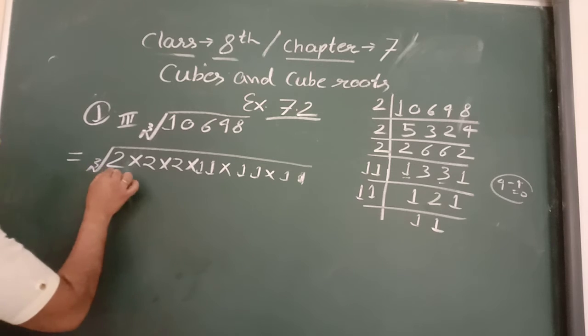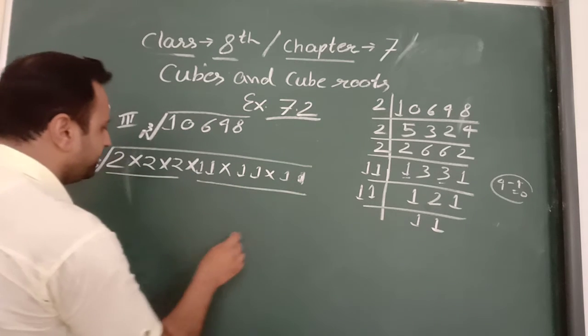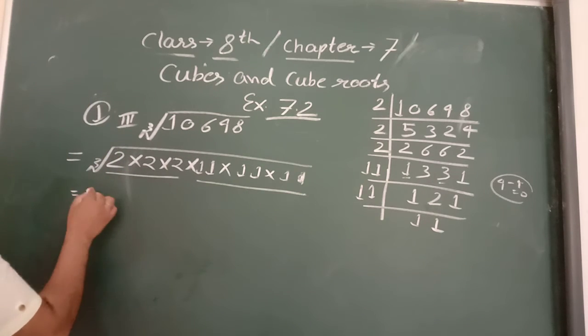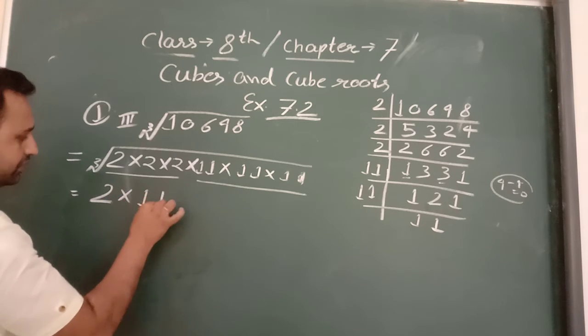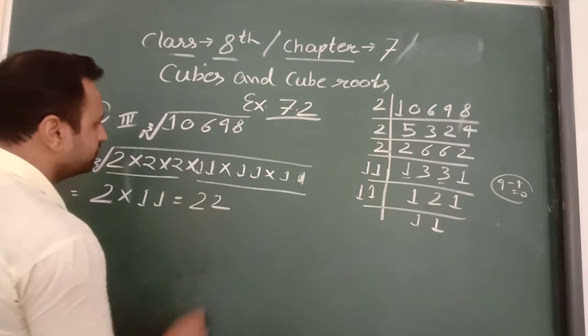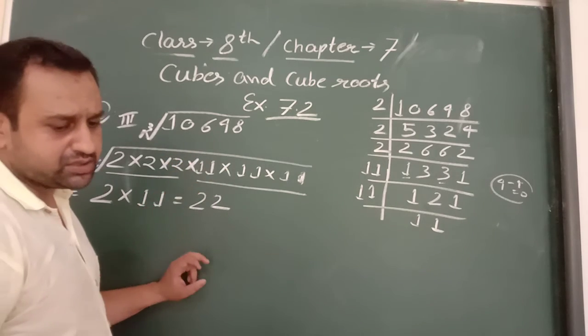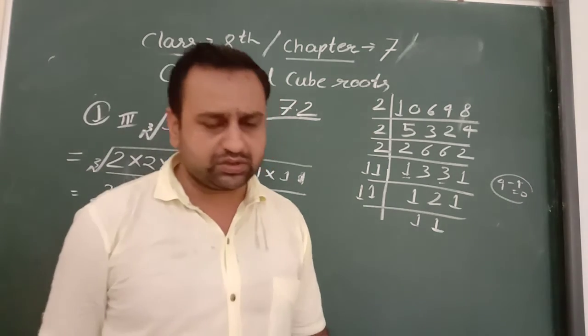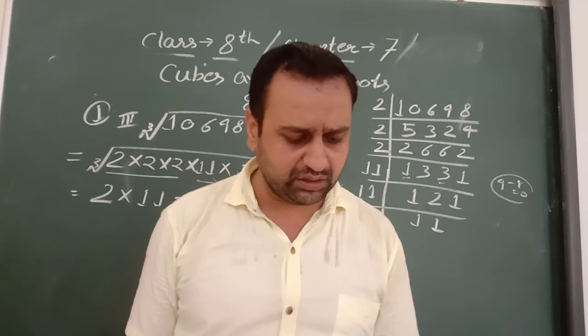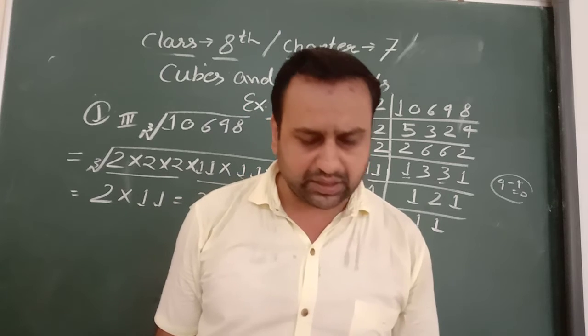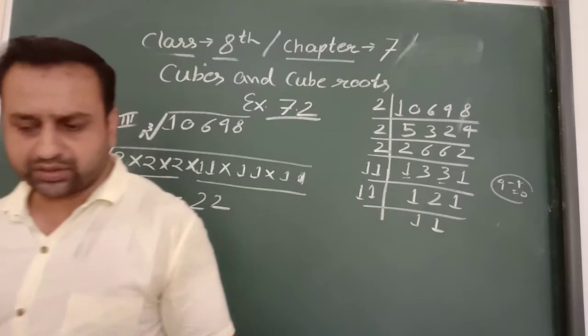Make groups of 3 same numbers, and from each group take one number outside the cube root. 2 multiply 11, so the answer is 22. So the cube root of this number is 22. You can use the same procedure in each part of the question, and try each part. Note it down.